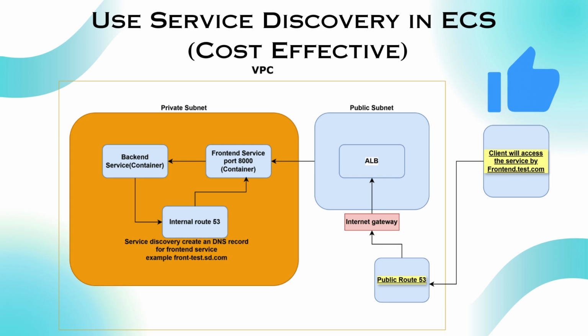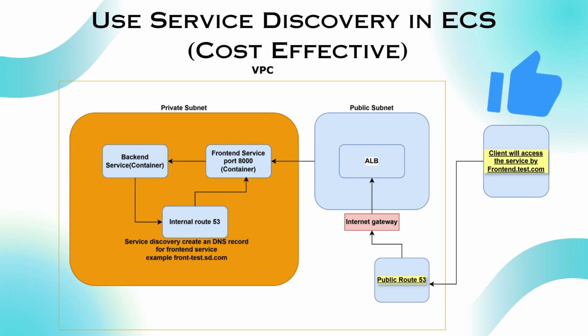When you look into this diagram, both backend and front-end service are running in the same private subnet, and now it is routing through the internal Route 53. Basically, service discovery is an option you can enable for each service. It will create a namespace and a DNS record which will be resolved within the VPC. So you just need to use the frontend-test.sd.com, which has been created automatically by service discovery. This will map to the front-end service IP.